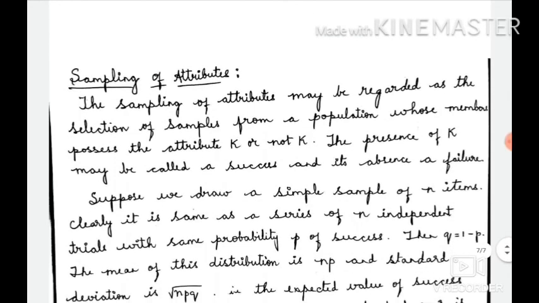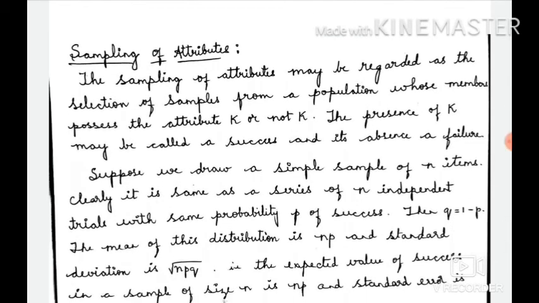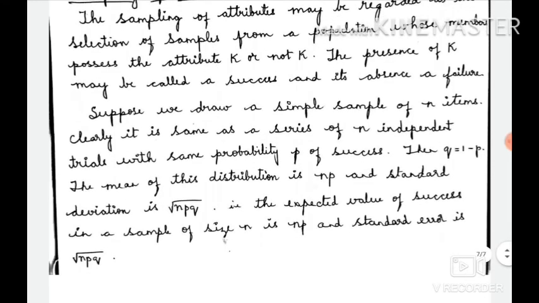Next is the sampling of attributes. The sampling of attributes may be regarded as a selection of a sample from a population whose members possess the attribute K or do not possess the attribute K. The presence of attribute K is called success, the absence is called failure. We draw samples of size n items, and these n independent trials form the binomial distribution where the probability of success is P. Then the probability of failure becomes 1 minus P, which is Q.